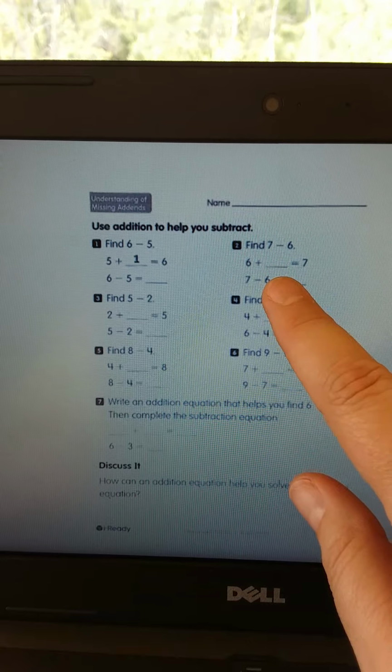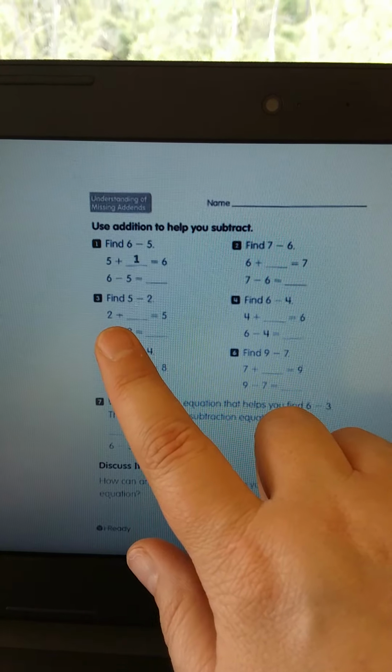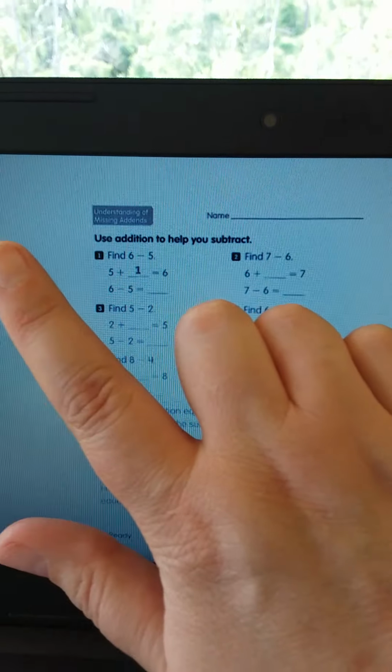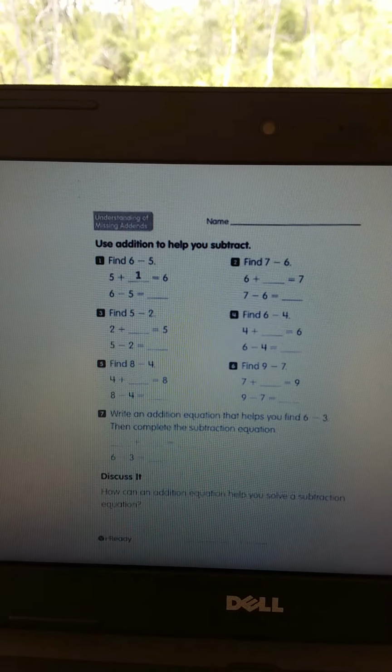6 only needs 1 more. Okay, if you have a number line, you could do that as well. What does 2 need to get to 5? So if I have 2 fingers up, I want to know, oh, I need 3 more to get to 5. So you could use your fingers as well.